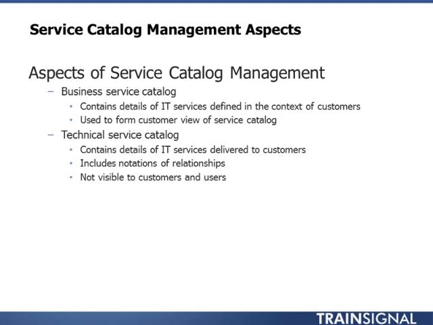The technical service catalog contains the details of the IT service delivered to customers that includes the relationships between groups or departments within a service provider. It is generally not visible to customers and users. As you can imagine, the business service catalog should be written in plain English that's easy to understand by the business, whereas the technical service catalog, the audience is more technical and therefore may have more technical detail of the specific underpinning technical services required.